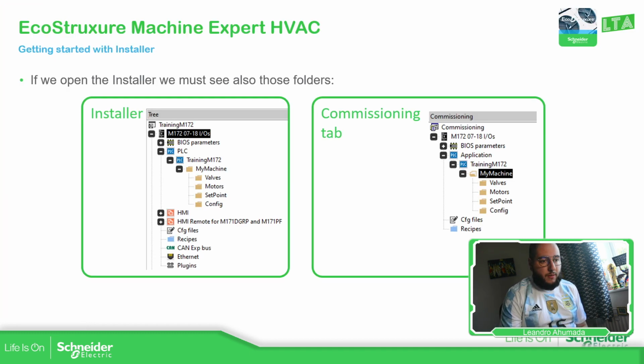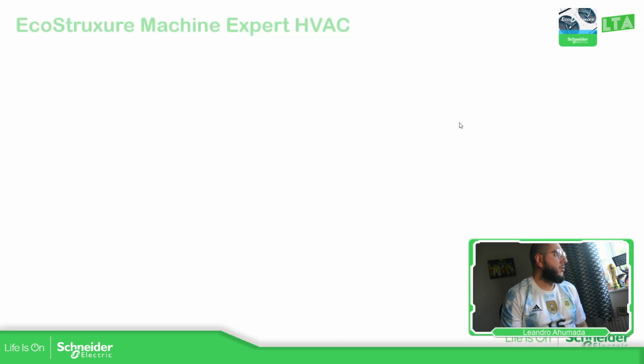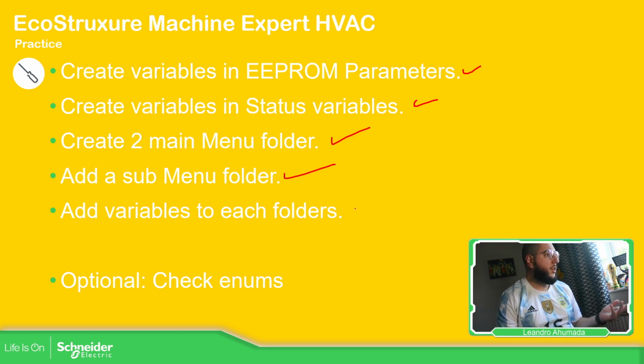Let's go to here. I don't want to avoid anything. I forget about something. So create variables in EEPROM. We already saw that. I have it. Create two menus, some menus, add folder, check the enums. I have already done this part quickly.